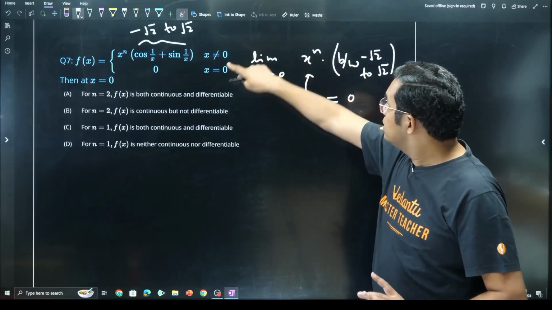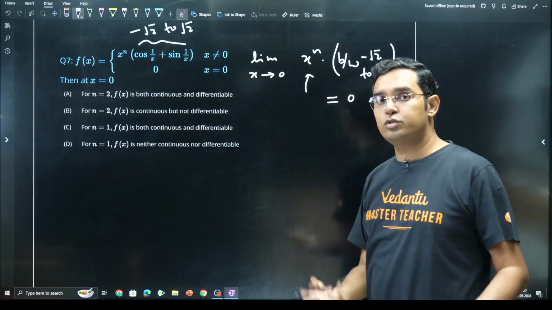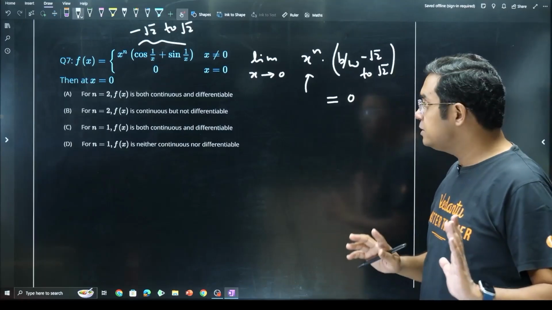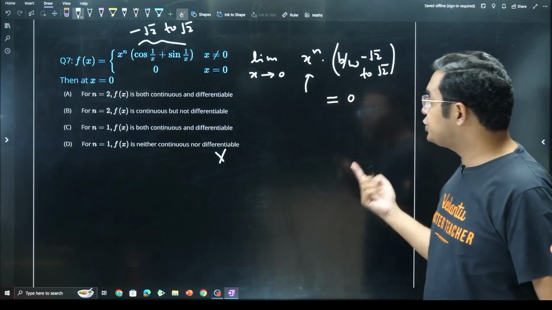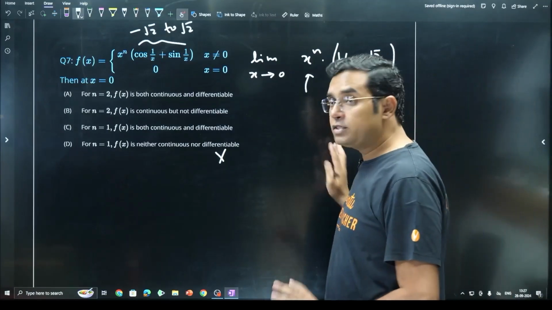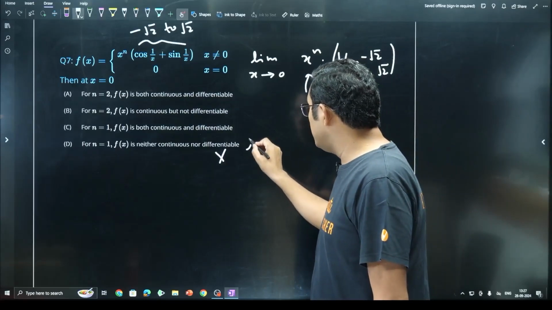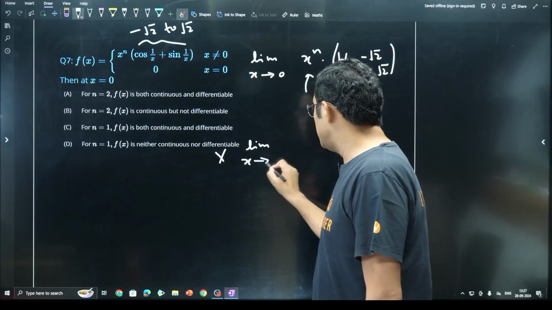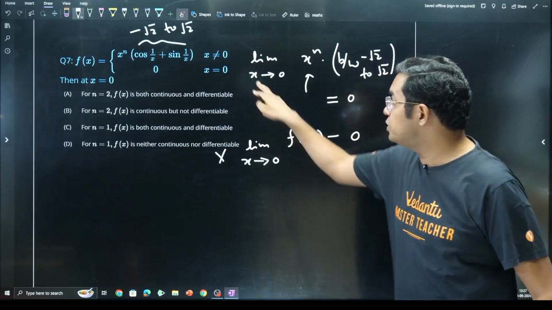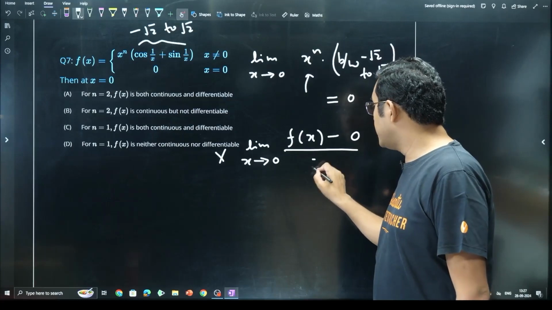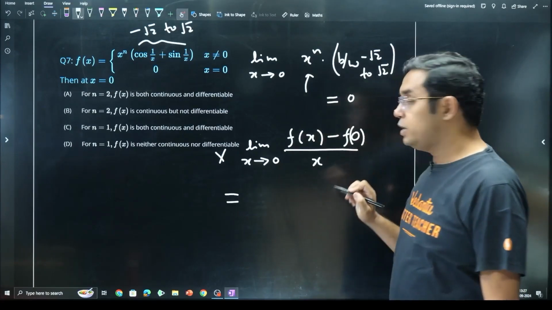The limit is coming out to be 0, and at x = 0 the value is also 0. That means the function is continuous. So the case that it is neither continuous nor differentiable should be wrong. Now let's check when it will be differentiable. If it is continuous, then we have to check the differentiability at x = 0. To do that, we can write the limit as x approaches 0 of (f(x) - f(0))/x. Let me write f(0) first so that you don't get confused.